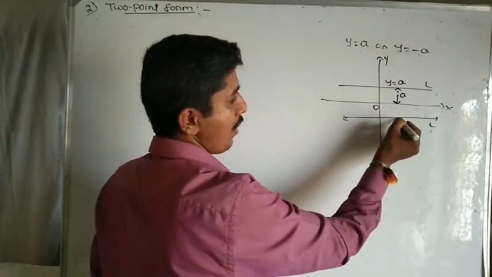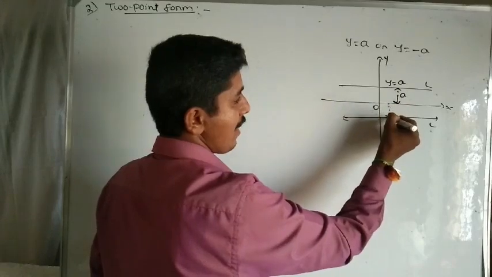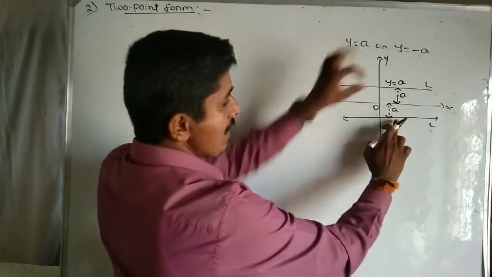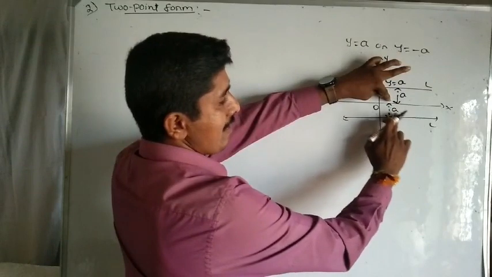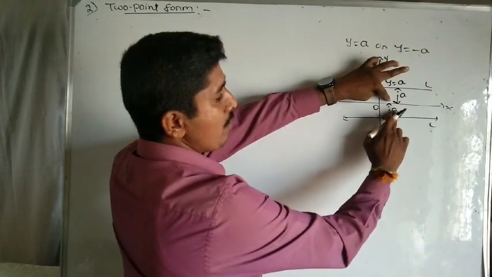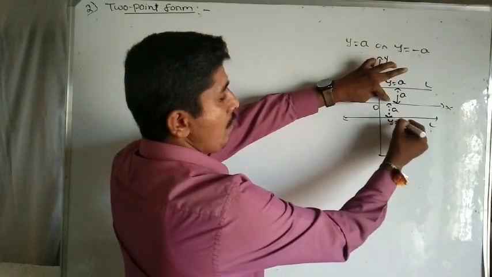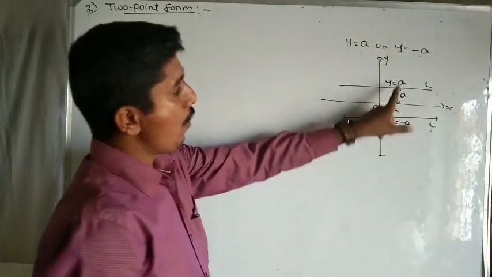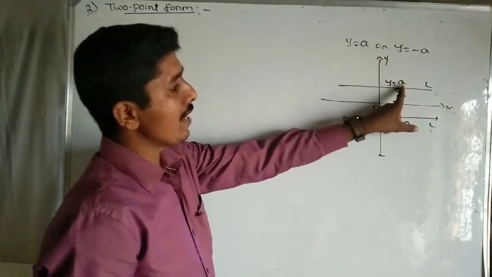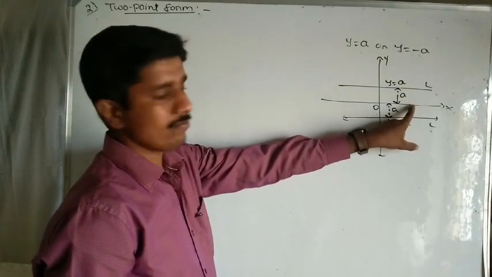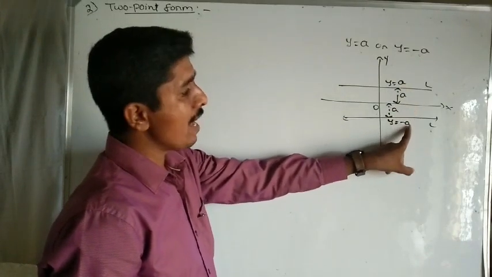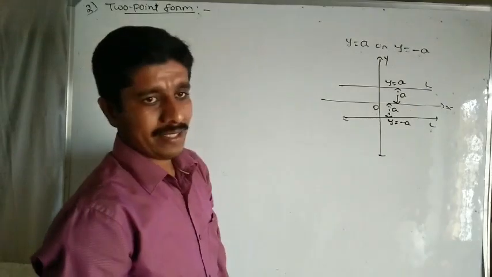Next, let the distance between line L and the x-axis be a. This line lies below the x-axis at a distance a units from the x-axis. Therefore, the equation of this line is y equal to minus a. Y equal to plus a means this line lies above the x-axis. Y equal to minus a means this line lies below the x-axis.